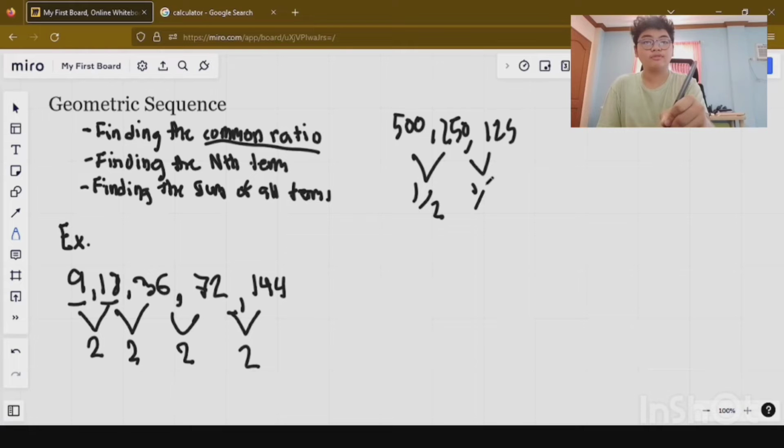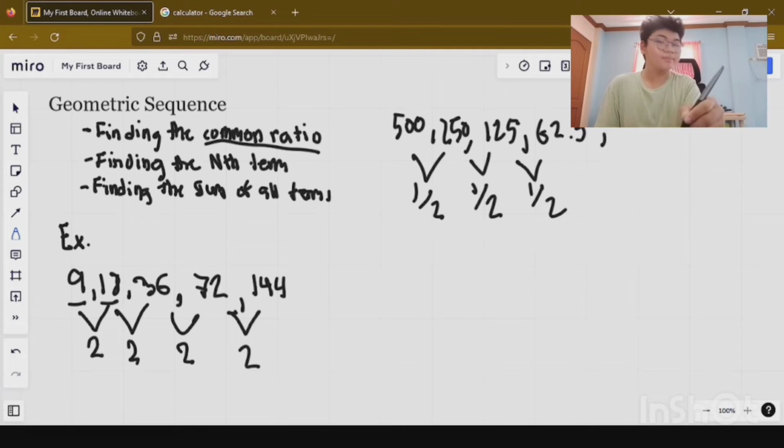This is also 1/2. Now, to find the next term, since this is descending, instead of multiplying, as with 72 times 2 is 144, you would divide. So 125 divided by 1/2 is equal to 62.5. And then the next number, 62.5 divided by 1/2, is 31.25. So what I can say here is that for sequences that are descending, you divide. For sequences that ascend, you multiply.